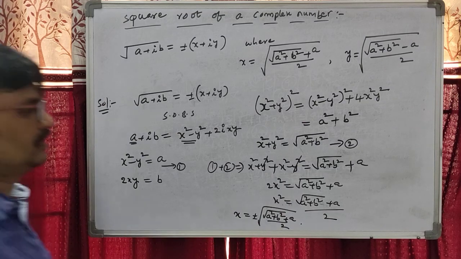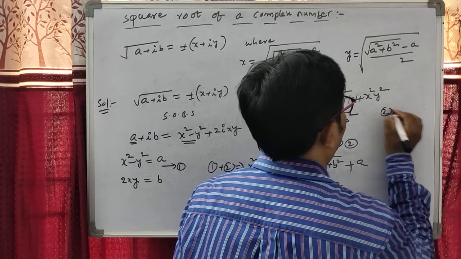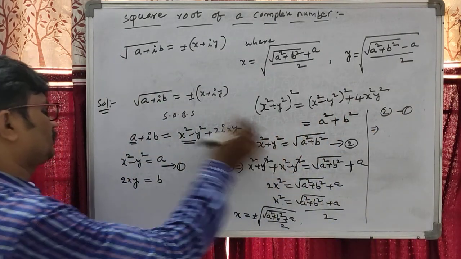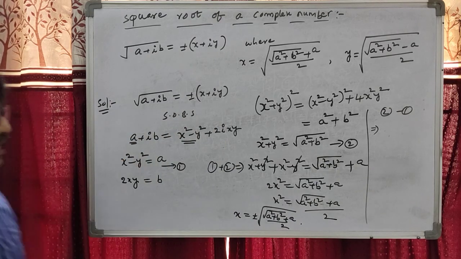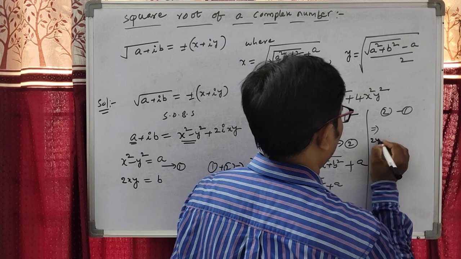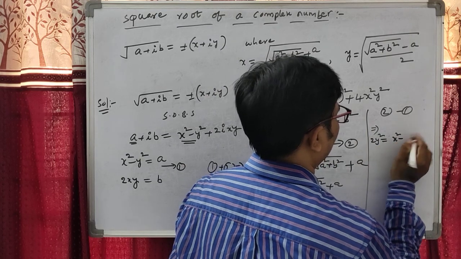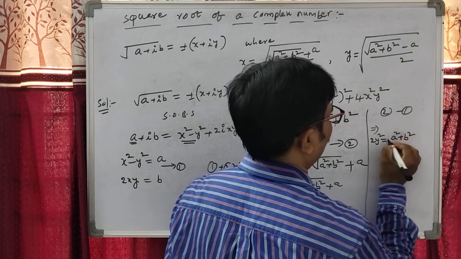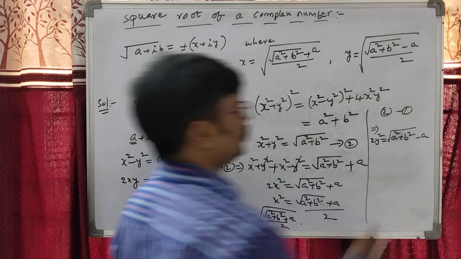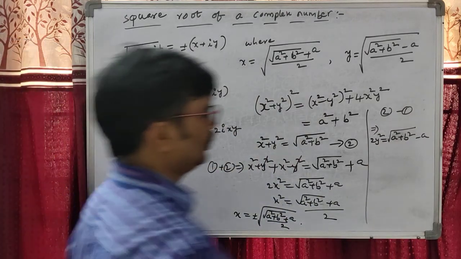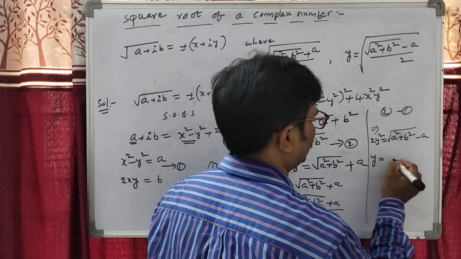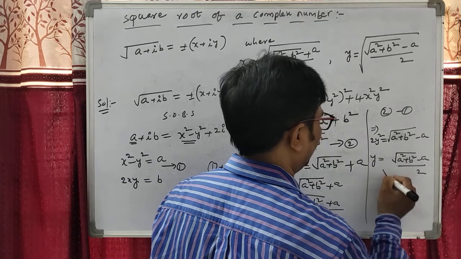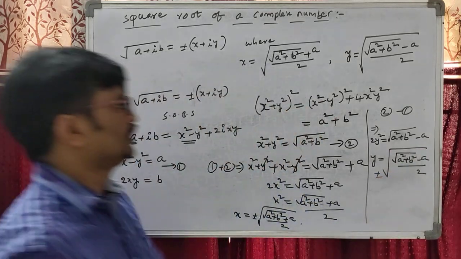After that, students, when we take equation 2 minus 1, we get x squared plus y squared minus x squared plus y squared, that is 2y squared equals root of a squared plus b squared minus a. The 2 is sent to the other side, and the square is also sent to the other side: y equals plus or minus root of root of a squared plus b squared minus a, whole by 2. These are the x and y.